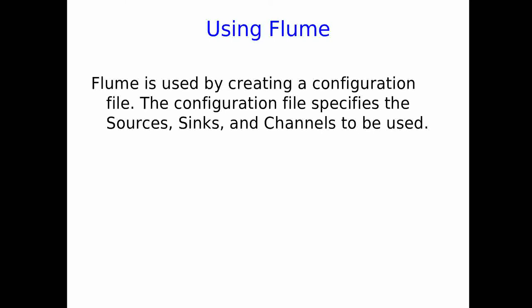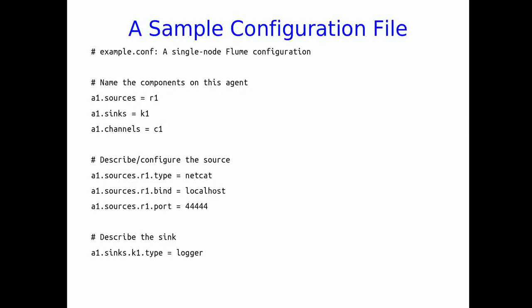To use Flume, what you do is you create a new configuration file. The configuration file specifies the sources, the sinks, and the channels that are going to be used. So here's a sample configuration file. This comes straight off of the Flume user guide. First, we set the names of a source, a sink, and a channel. Now, you can actually have many sources and sinks and channels. Flume's very flexible that way, but for this one, we're just going to have one source, one sink, and one channel.